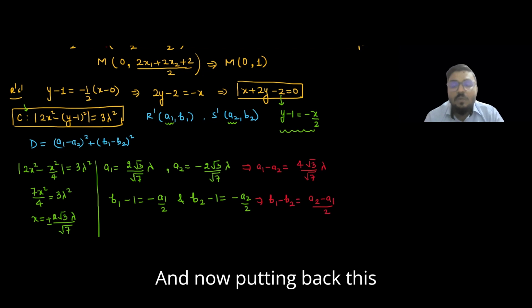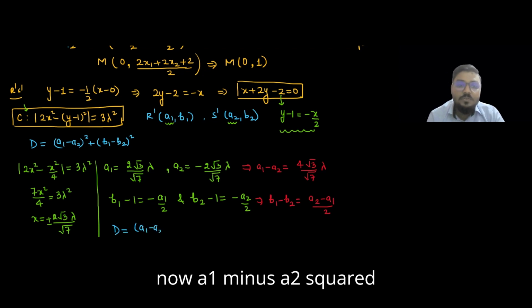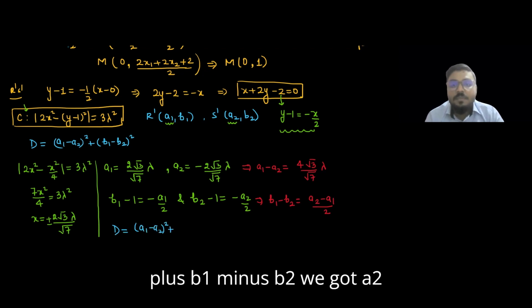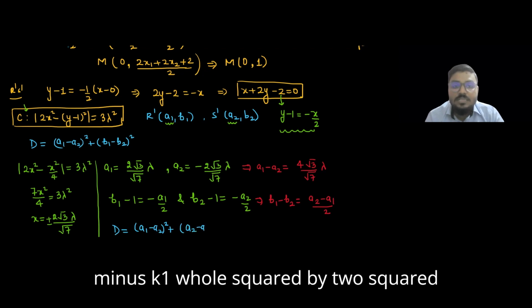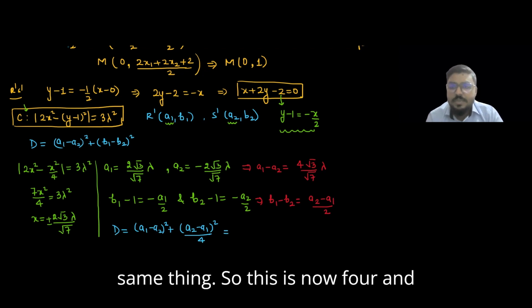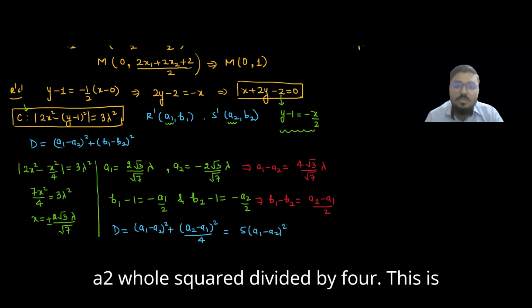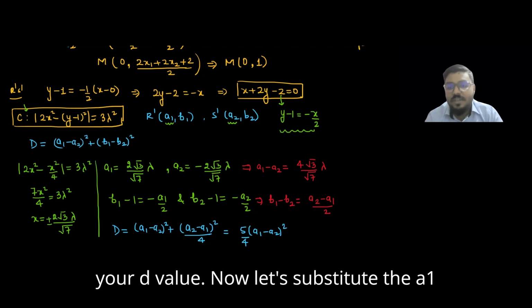And now putting back this value in this d. So d is now a1 minus a2 square plus b1 minus b2, we got a2 minus a1 whole square by 2 square, which is 4. Actually, a2 minus a1 square and a1 minus a2 square is the same thing. So this is now 4 and 5, a1 minus a2 whole square divided by 4. This is your d value.